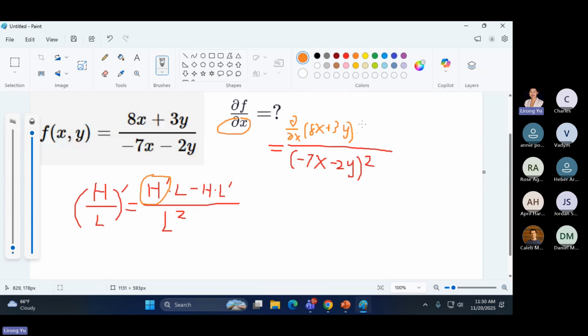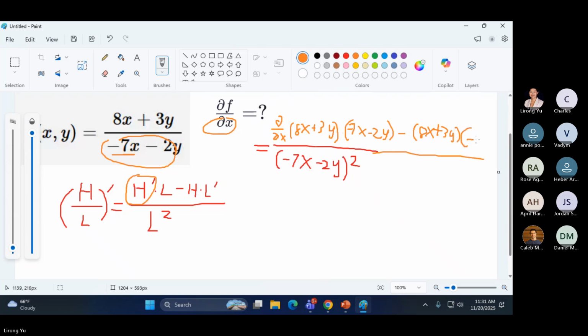Then you multiply by the denominator. The denominator is negative 7x minus 2y. Minus, that was this minus, the numerator stays the same, which is 8x plus 3y. We differentiate the denominator with respect to x. If you differentiate with respect to the x variable, it's negative 7. So we multiply this by negative 7. And the derivative of the numerator with respect to x is actually 8.